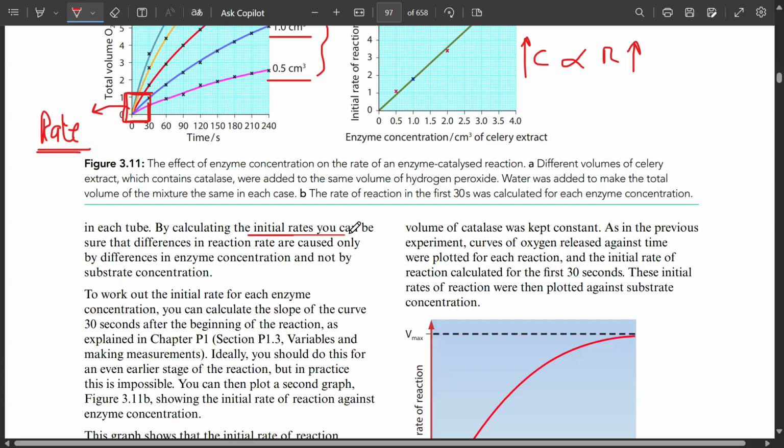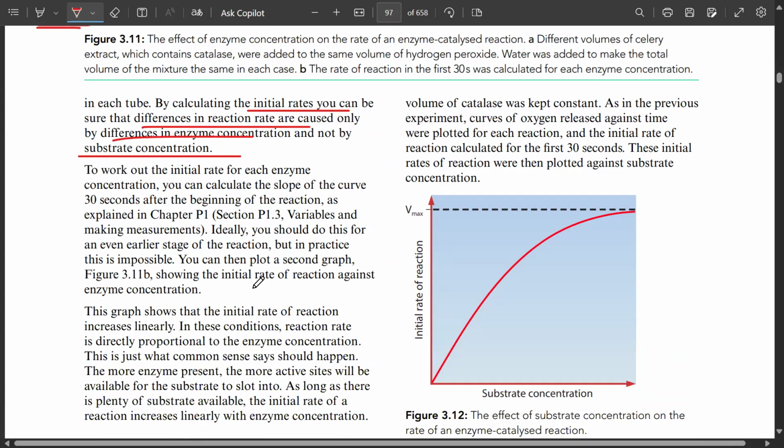By calculating the initial rates, you can be sure that the differences in reaction rates are caused only by the differences in enzyme concentration and not by the substrate concentration. To work out the initial rate for each enzyme concentration, you can calculate the slope of the curve 30 seconds after the beginning of the reaction, as explained in P1. Ideally, you should be using this at an earlier stage of the reaction. Exactly, when the reaction starts, the rate is the highest, the rate is the steepest because you're getting all the optimum conditions. After that, gradually, if you delay it more than 30 seconds, substrate is no more available. Of course enzyme will be there, but substrate won't be available.